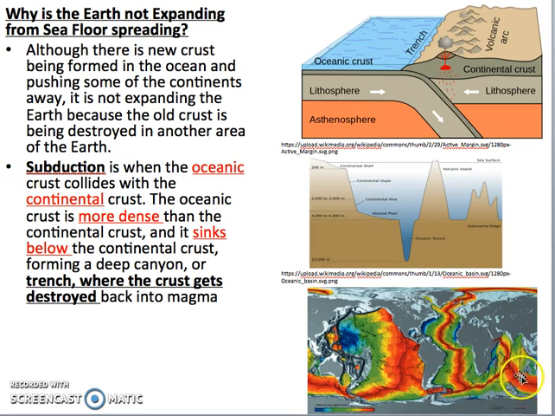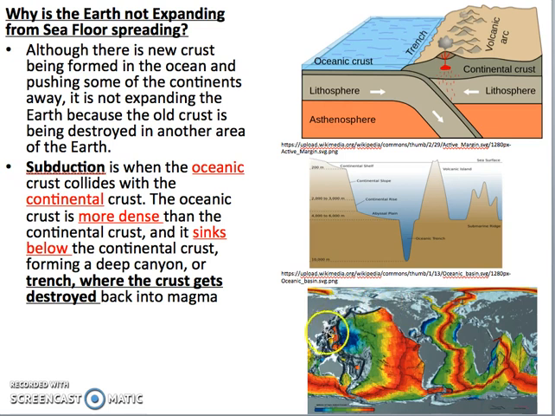And so if all this new crust is being formed, how come the Earth is not getting bigger? And the answer to that question is that as new crust is being formed at these divergent boundaries, some crust is actually being destroyed at convergent boundaries, and they're located at various locations. Here is one convergent boundary here that's very, very important to know about.